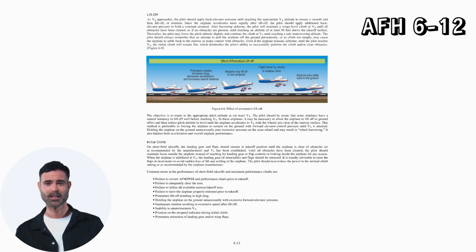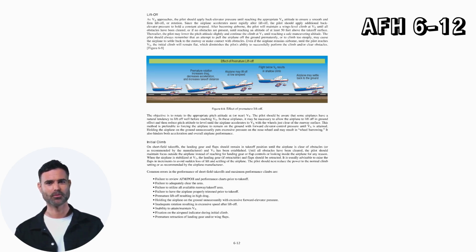When the airplane is stabilized at VY, the landing gear, if retractable, and flaps should be retracted. It is usually advisable to raise the flaps in increments to avoid sudden loss of lift and settling of the airplane. The pilot should next reduce the power to the normal climb setting or as recommended by the airplane manufacturer.